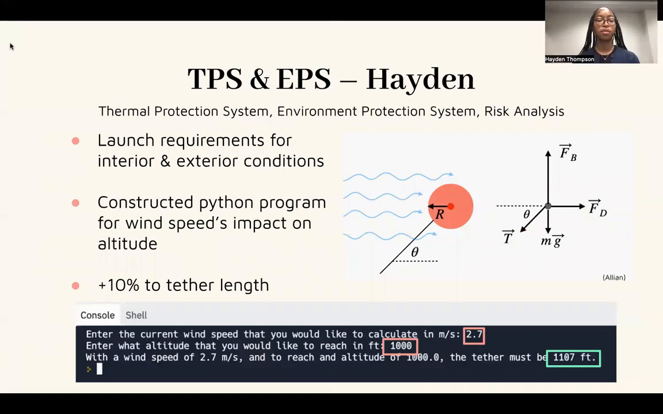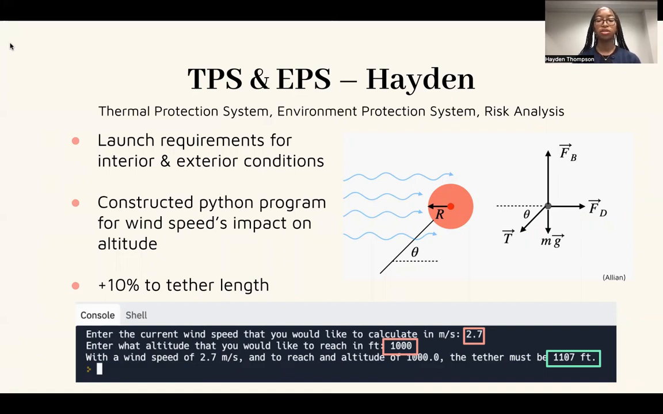I was in charge of the thermal protection system and the environmental protection system, both of which require a lot of risk analysis. And I sought to protect both the interior and exterior of our system. Something I focused on a lot was actually the wind's effect on altitude.